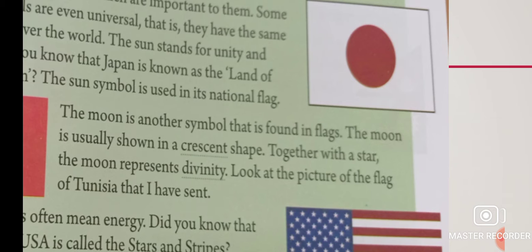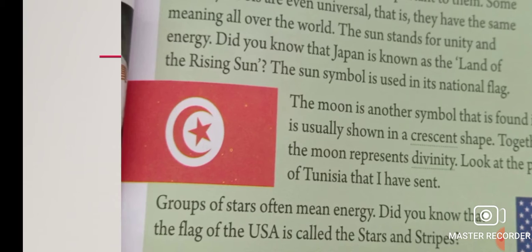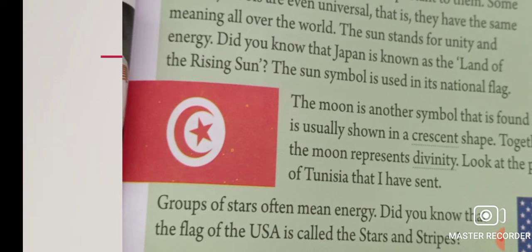The moon is another symbol that is found in flags. The moon is usually shown in a crescent shape, meaning a curved shape. Together with a star, the moon represents divinity. Now, what do you mean by divinity? The quality of being a god.